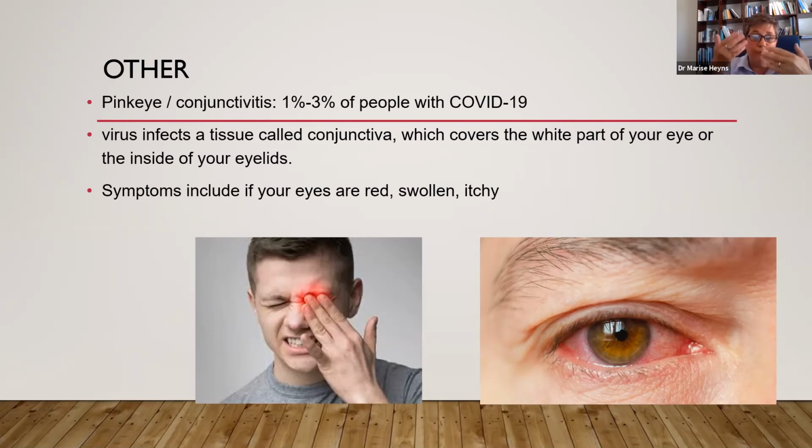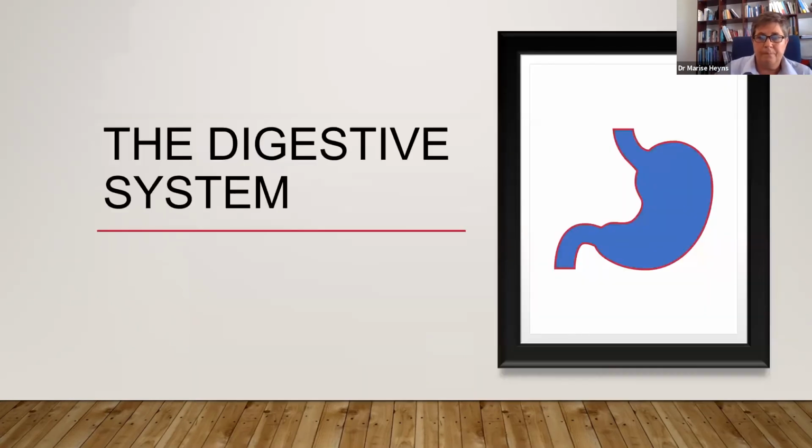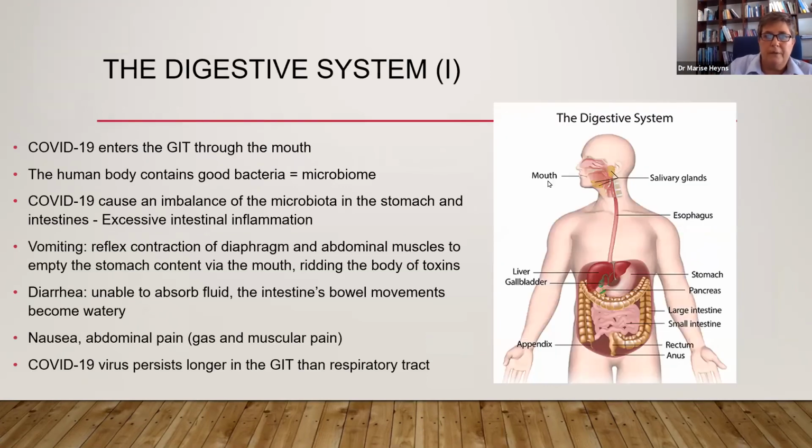And it can then move from the conjunctiva to other parts of your nervous system. So just remember, the dangerous areas are our eyes, nose, and mouth, anything lined with a mucus lining. I am cognizant of the time, but I'll just go through the digestive system.